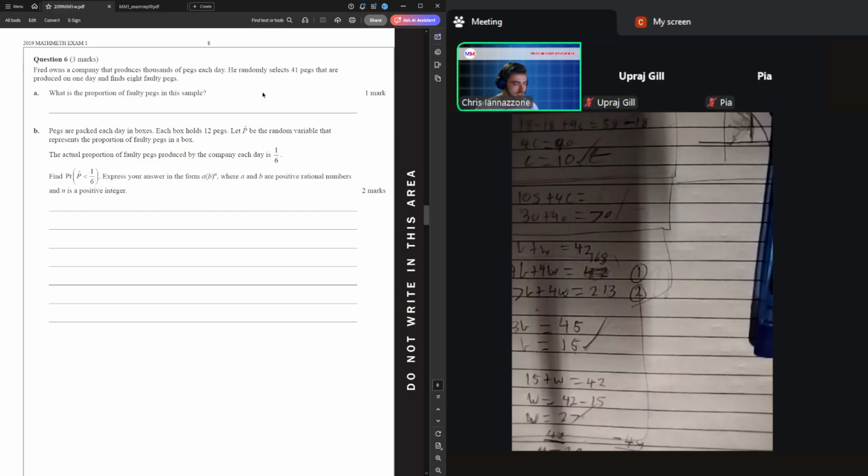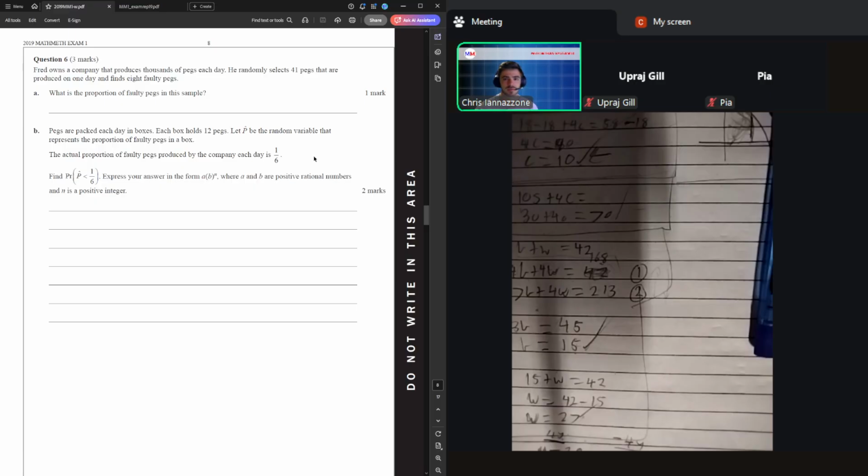Pegs are packed each day in boxes. Each box holds 12 pegs. P hat is, as before, the proportion of faulty pegs. The actual proportion is going to be 1 out of 6. Find the probability P hat is less than 1 on 6. So P hat is the sample proportion. Actual proportion is a different thing, or at least it means a slightly different thing.